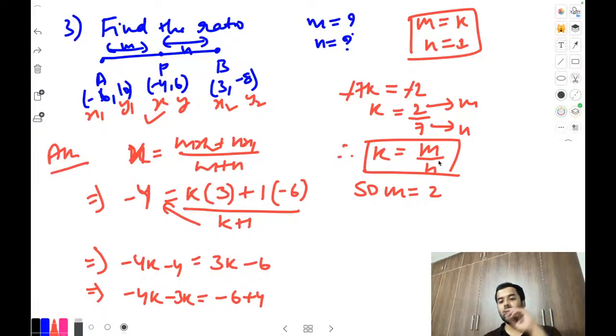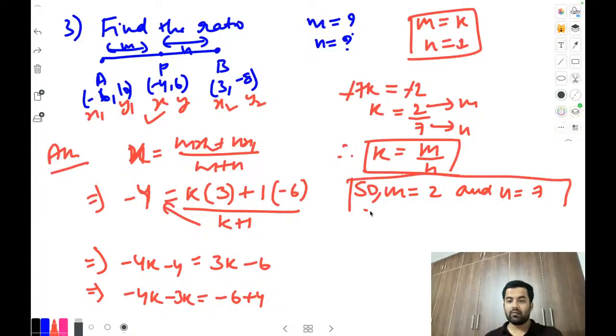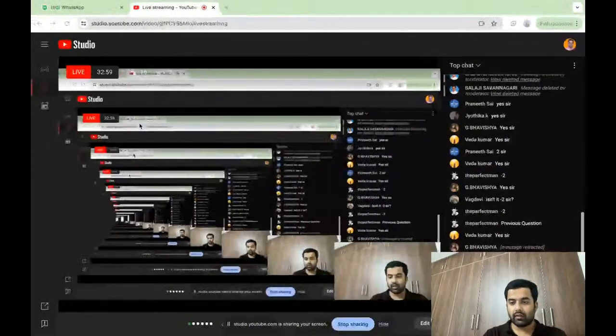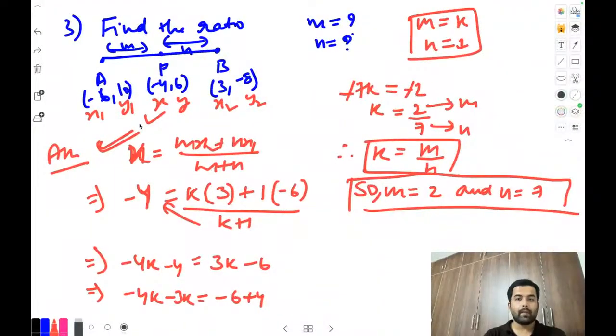K stands for what? The m by n ratio. You know this. So m becomes 2 and n becomes what? 7. That's all. That was the ratio here. So with the help of only a single formula, you will get the answer. No need to apply the y formula. Understood? Okay, everyone, this was for the 3 marks.